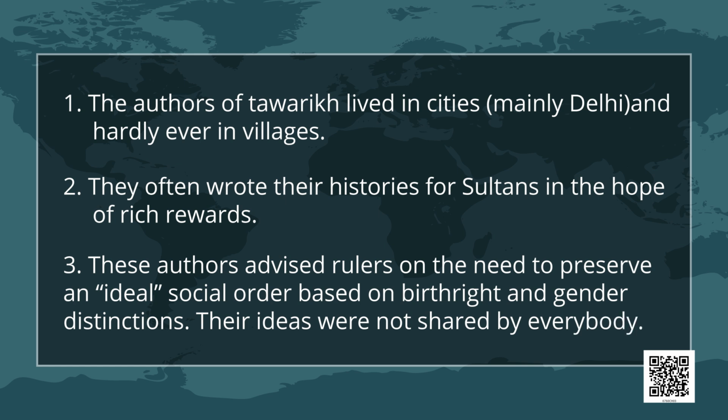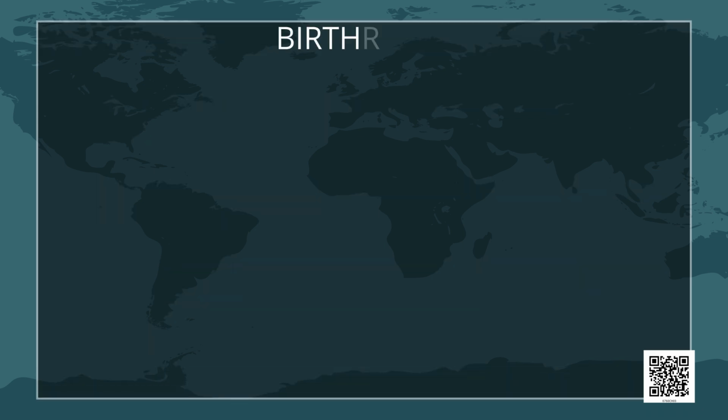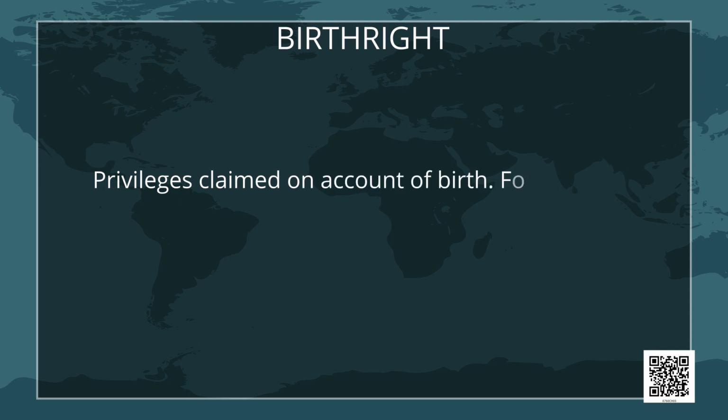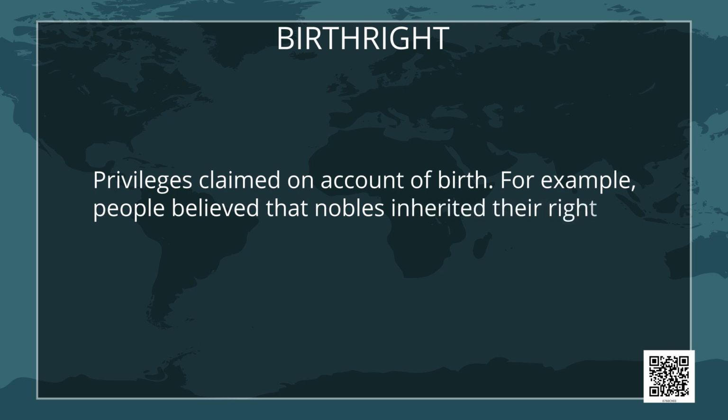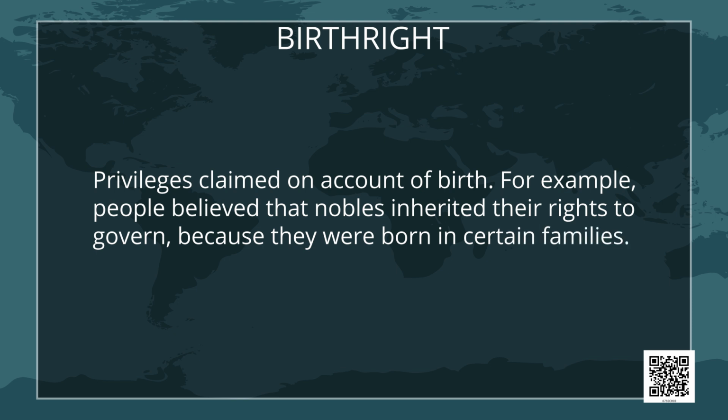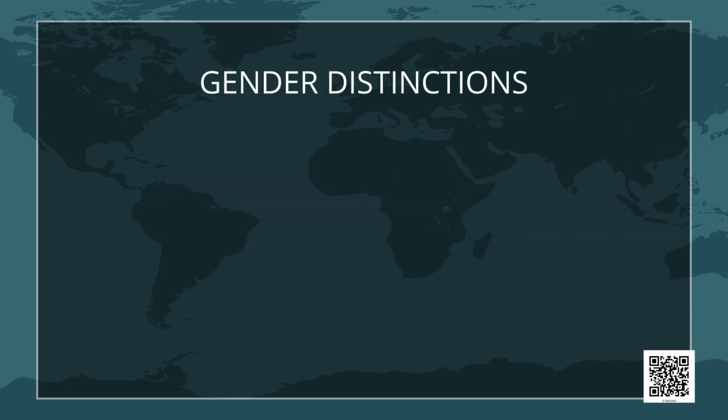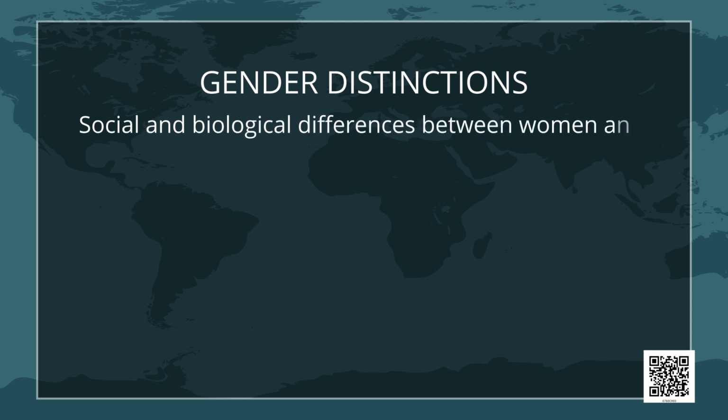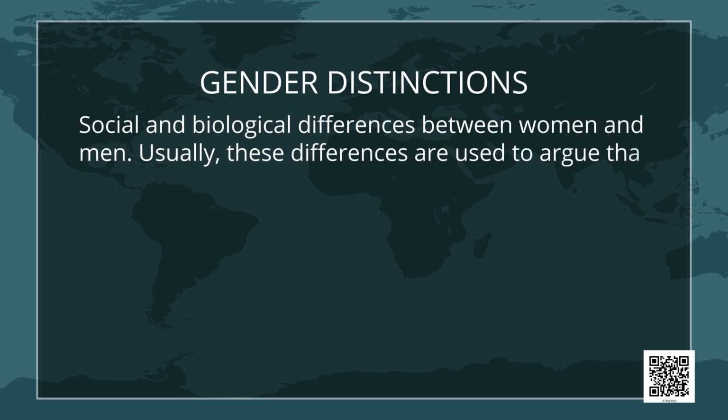Students, here we see 2 words, birthright and gender distinction. Birthright is privileges claimed on account of birth. For example, people believed that nobles inherited their right to govern because they were born in certain families. And gender distinction is social and biological differences between women and men. Usually, these differences are used to argue that men are superior to women.